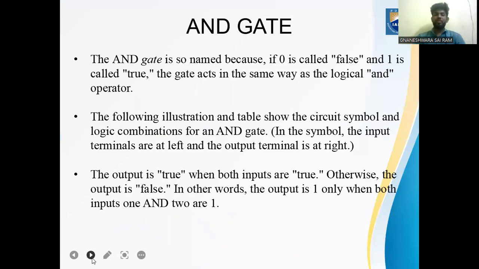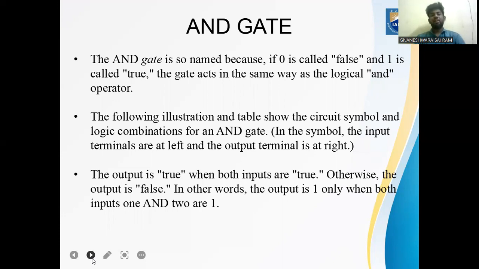And the first one is the AND gate. The AND gate is so named because if 0 is false and 1 is true, the gate acts the same way as a logical AND operator. The following illustration and table show the circuit symbol and the logic combinations of an AND gate.